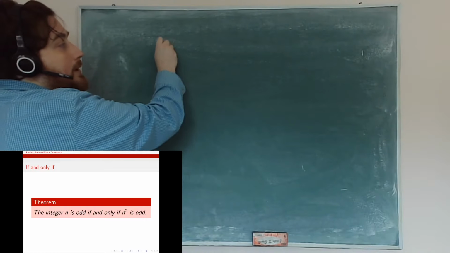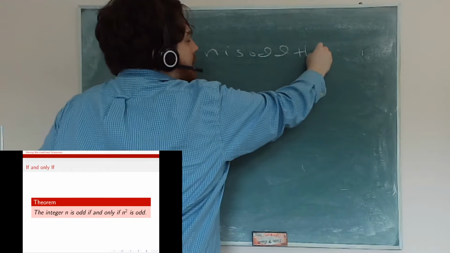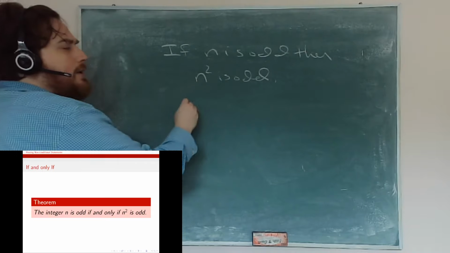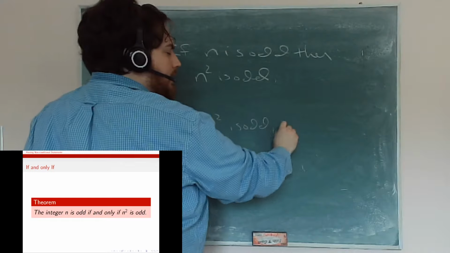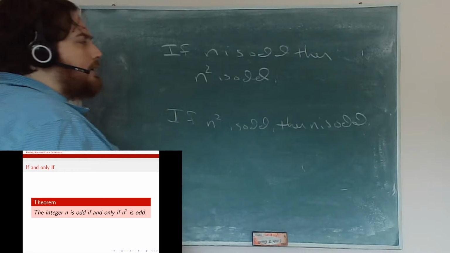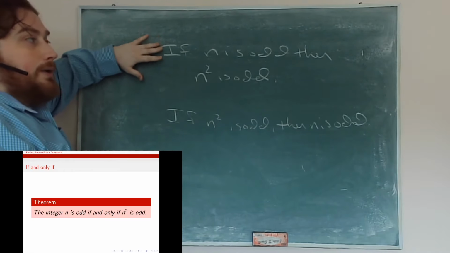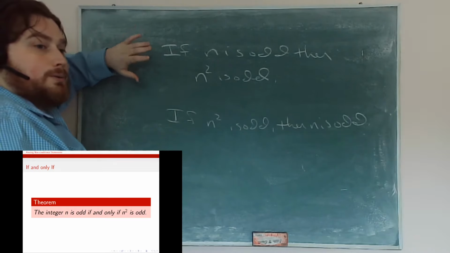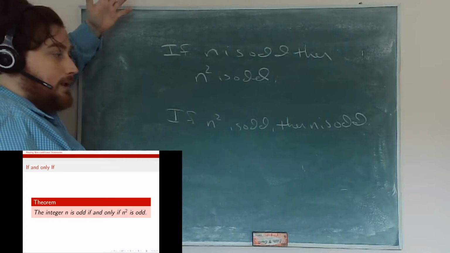You would have the new theorem, if n is odd, then n squared is odd. And then you'd have to prove if n squared is odd, then n is odd. Now within this context, if you focus on just the first one, you could use a direct proof to say that if n is odd, then n is congruent to 1 mod 2, so n squared is congruent to 1 times 1, which is 1 mod 2, therefore n squared is odd.